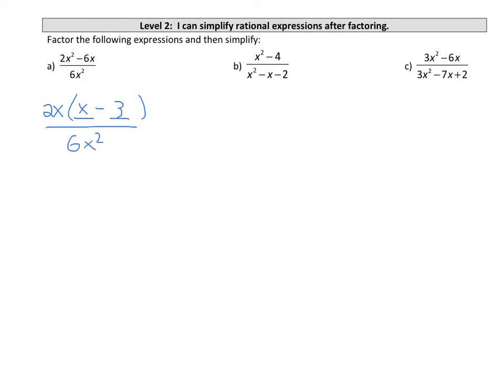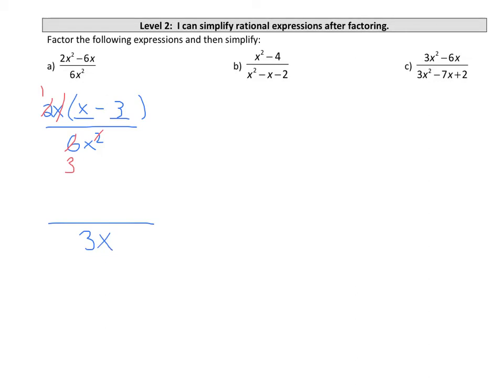And now I check the top with the bottom and see what can be simplified or canceled out. The 2 over the 6, both of those can be divided by 2, and I would get 1 over 3. I can simplify my x's. I have one x on the top and an x squared on the bottom. If I subtract my exponents, the x on the top will cancel and I'll just be left with 1x on the bottom. So I get a 3 and an x left on the bottom.